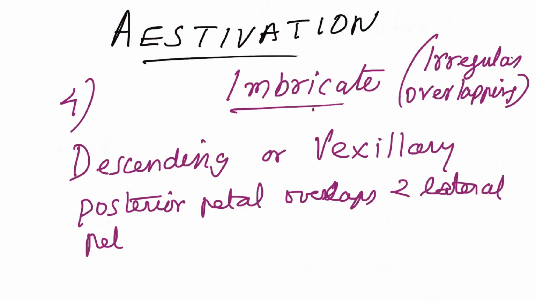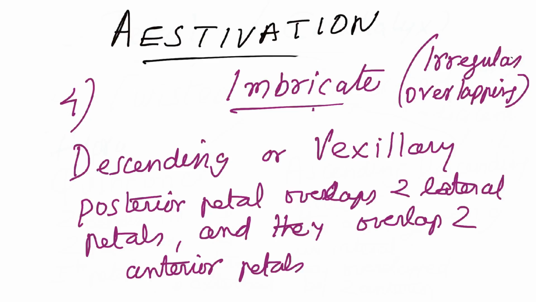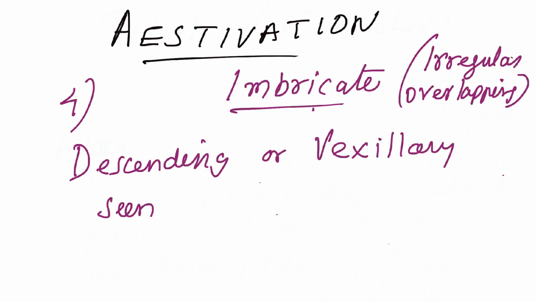Basically, the posterior petal overlaps two lateral petals, and they themselves are overlapped by two anterior petals. So that's the interesting point. And from the overhead diagram, we can easily see that it's as if the petals are, in a step-by-step manner, covering each other. So that's the important feature of vexillary imbricate aestivation.